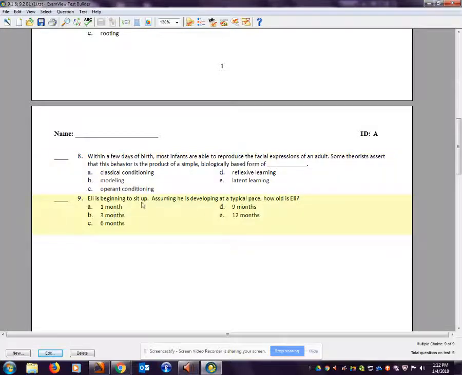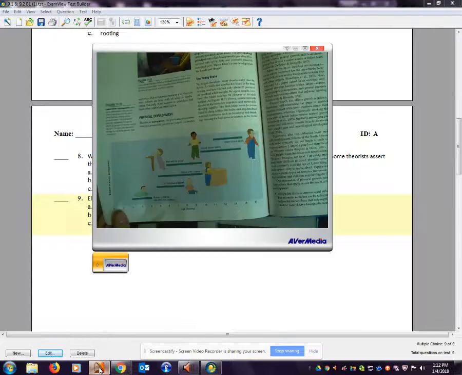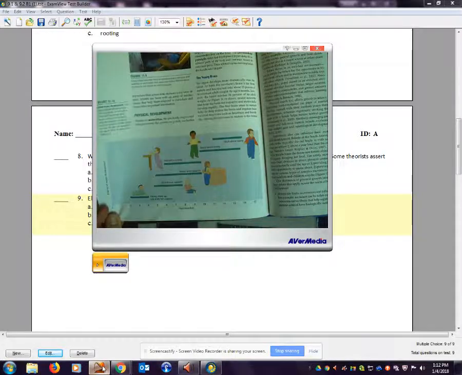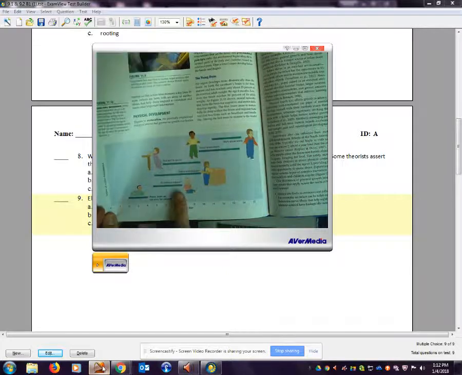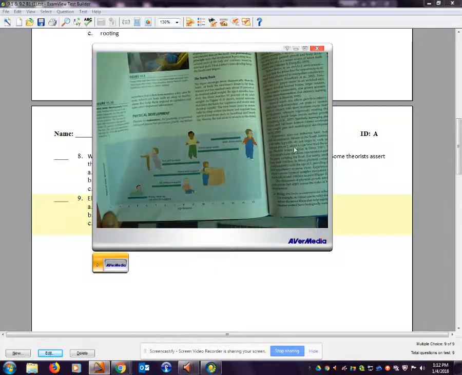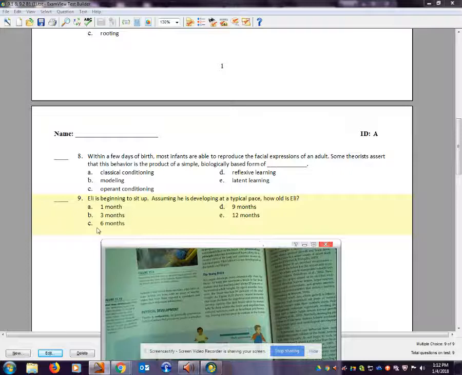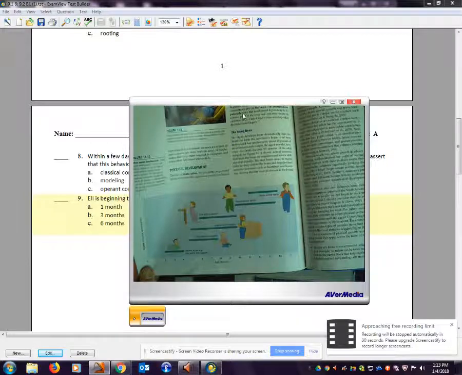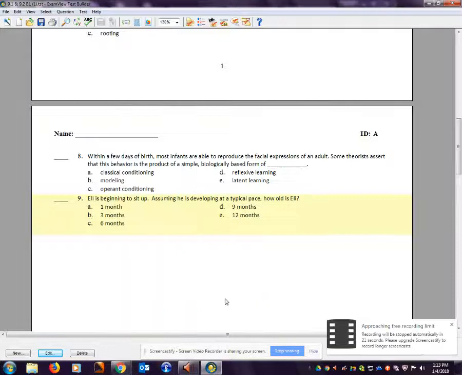All right, finally, number 9. Eli is beginning to sit up, assuming he is developing at a typical pace. How old is Eli? This question comes from your textbook. This is our nice little chart here. We've got months, and our question again was about Eli, and he is beginning to sit up. So that is right here, sits without support. And that happens between 4.5 and 8 months. So for Eli, we are going to choose 6 months here. Now, if I were to ask you something like standing alone easily, that's a separate situation. All right, so make sure that you know this chart, that you know all the different time periods. All right, and that's it.